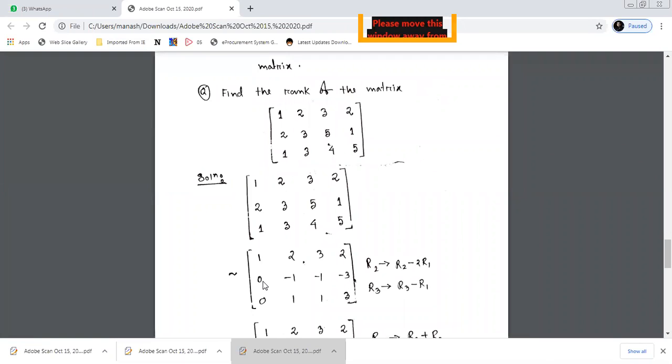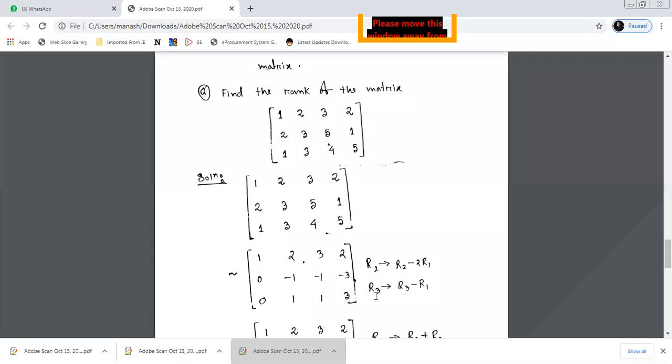So 2 minus 2 is equal to 0. And in row 2, 1 minus 2 is equal to 0. Then 3 minus 2 is equal to minus 1. 5 minus 6 is equal to minus 1. 1 minus 2 into 4 is equal to minus 3.